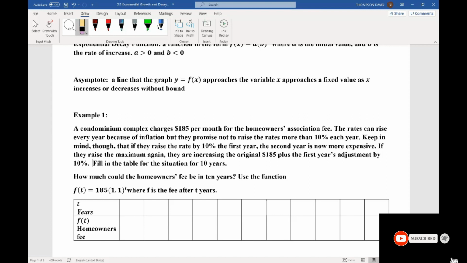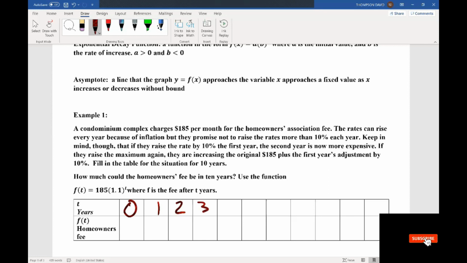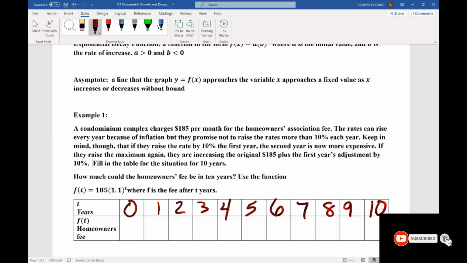How much could the homeowner's fee be in 10 years? Use the function f of t equals 185 times 1.1 to the t, where f is the fee after t years. So let's start filling our table. We have year 0, 1, 2, 3, 4, 5, 6, 7, 8, 9, and then 10. So now we're going to fill in our f of t. That's the fee for every year.